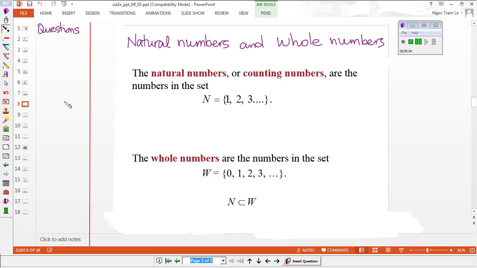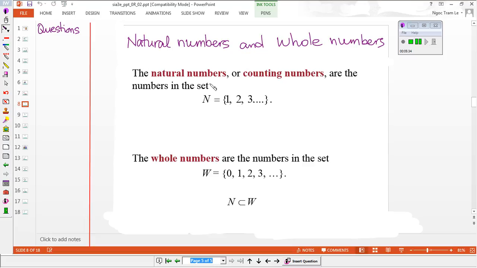Now on the left hand side, this column is for you to write your own questions. So if you have any question, you need to write it right here. When I grade your homework, I'm looking for at least one question.